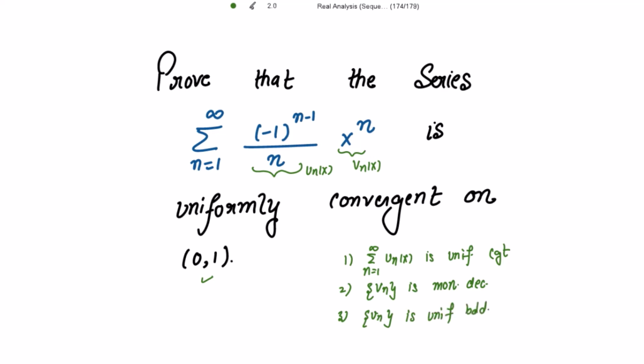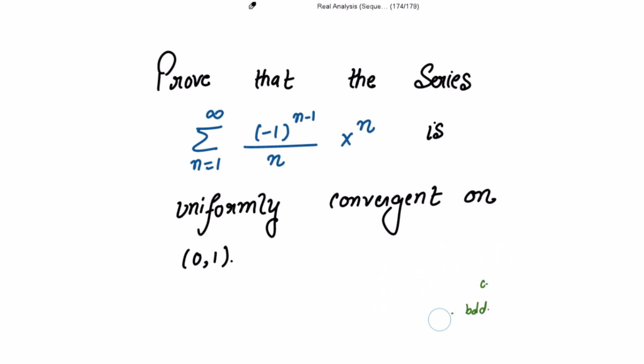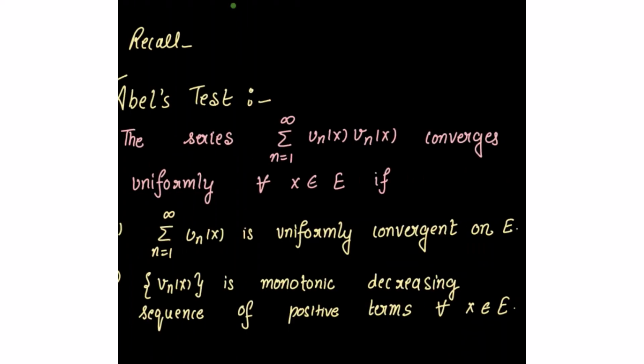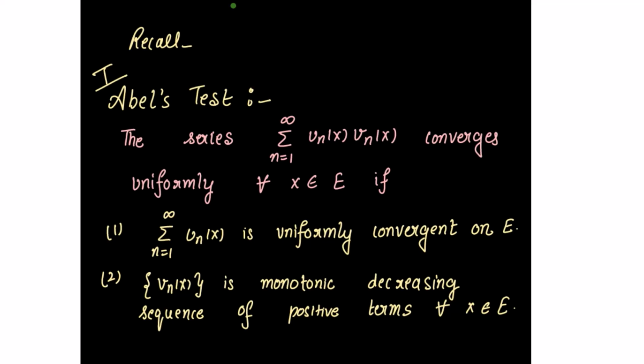If we are able to prove all these three things, then by Abel's test, we say that this given series is uniformly convergent. So before starting with the proof, let's recall Abel's test and the Leibniz test. So the first one is Abel's test.